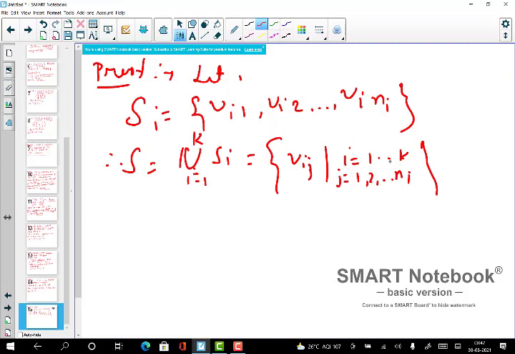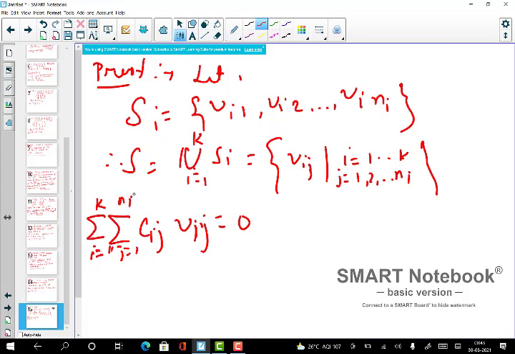Now with that help we can prove this set is linearly independent. What do you need to do? We need to find constants, say cij, such that the sum of cij Vij equals 0, and this is a double sum because the Vij's have two indices. So i is varying from 1 to k, and j is varying from 1 to ni.